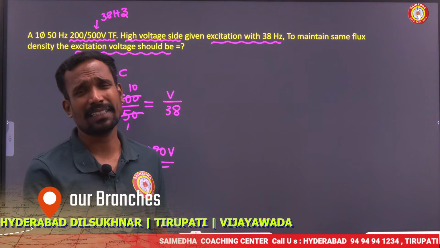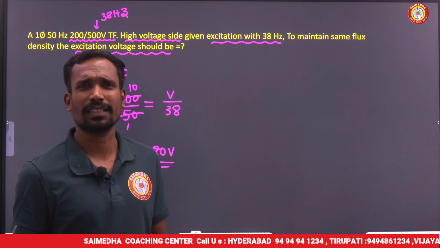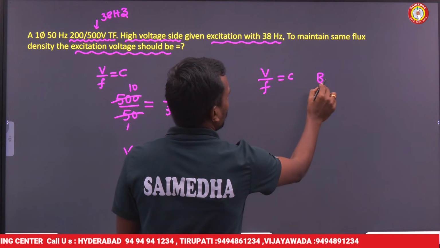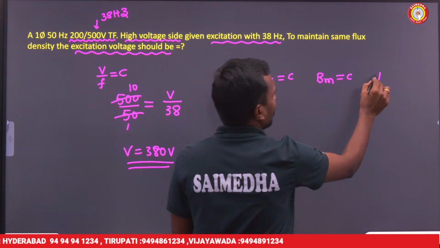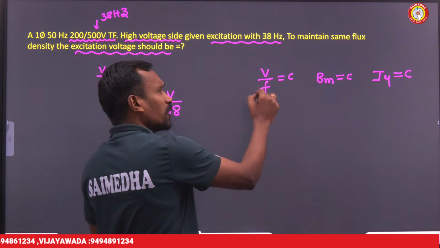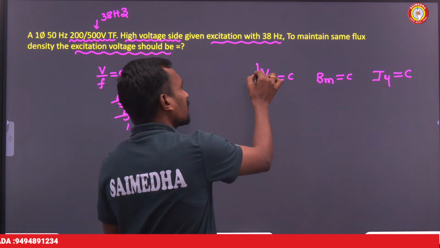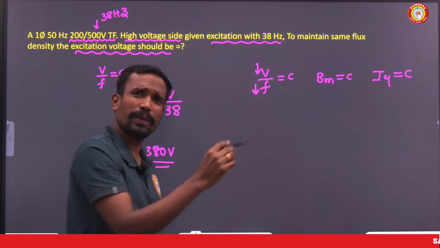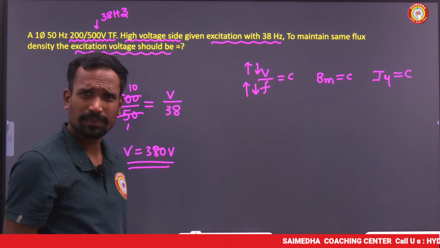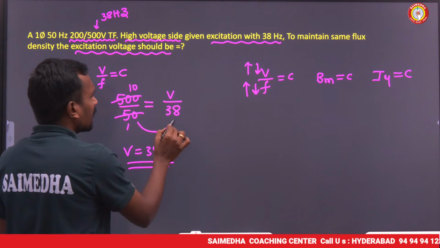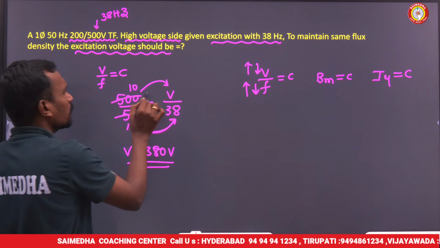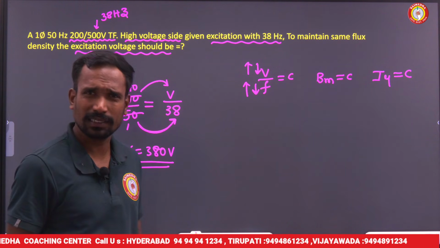If V by F is constant, the magnetizing current is also constant and the flux density is also constant. Remember, in order to maintain the same flux density, the same magnetizing current, and the same magnetizing characteristics, the V by F ratio should be constant. When the voltage decreases, the frequency also has to be reduced. If the voltage increases, the frequency also has to be increased. For example, when the frequency is reduced from 50 Hz to 38 Hz, the voltage has to be reduced from 500 volts to 380 volts.